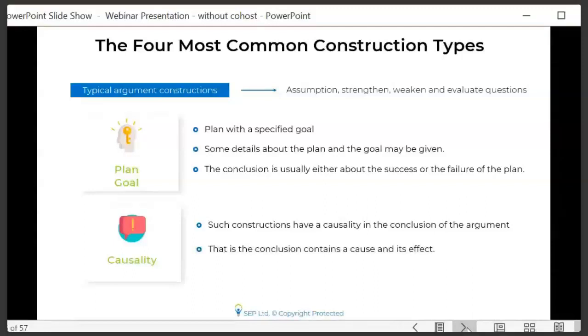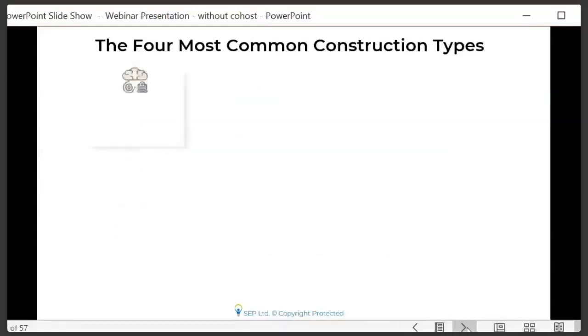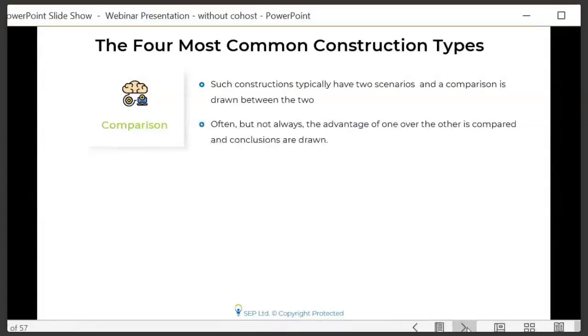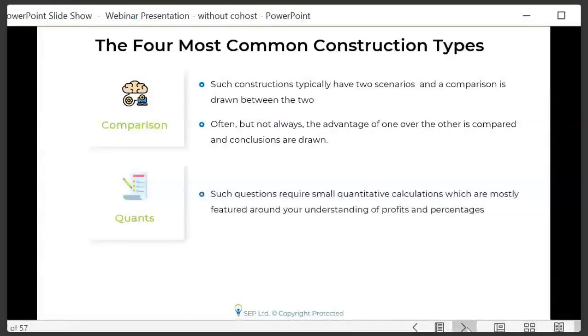Then the third most common type again is comparison-based questions. Such constructions typically have two scenarios, and a comparison is drawn between the two scenarios. Frequently, but may not be always, the advantage of one scenario over the other is compared, and then there are certain conclusions drawn based on that. And finally, another very common type is questions based on quants. So such questions require small quantitative calculations, which are mostly featured around your understanding of profits and percentages.